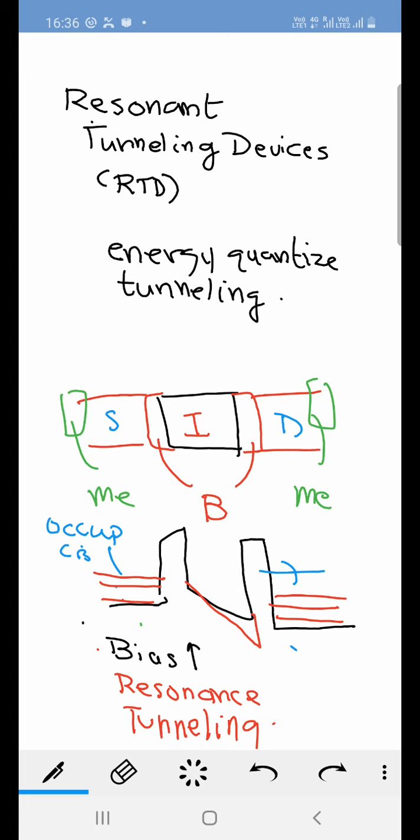Now, similar adjustment of energy levels in the potential well relative to those in the source can be achieved by varying the voltage on a third terminal, that is the gate, rather than the voltage on the source. So instead of increasing the bias at the source, what we can do is change the bias at the gate. So it will look something like this.